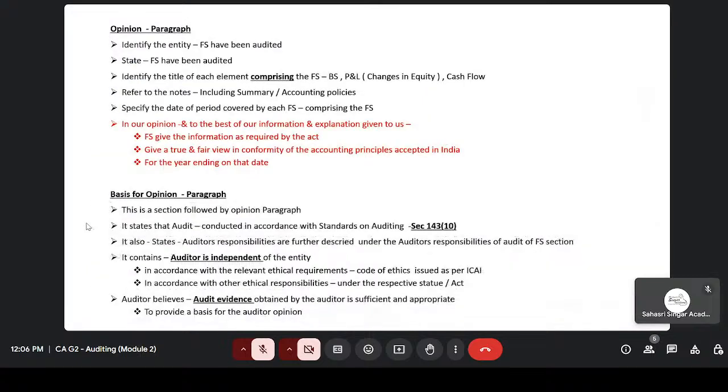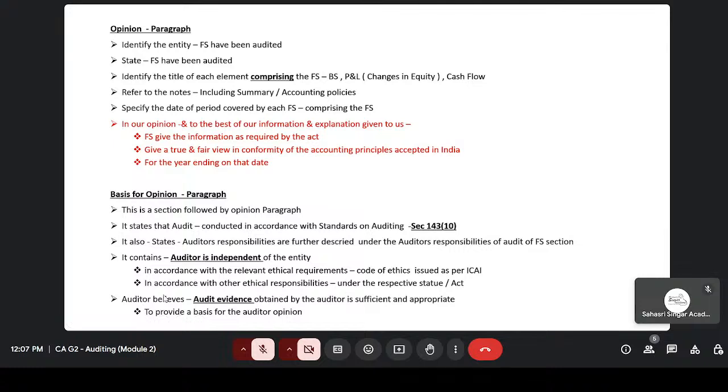It states that the audit is conducted in accordance with the Standards on Auditing, section 143. Why I mentioned this 143 is for you to correlate. But in the auditor's report, don't write these section numbers and all, please. First thing is you have to write the paragraph. It also states that the auditor's responsibility is further described under the responsibility of financial statement section.